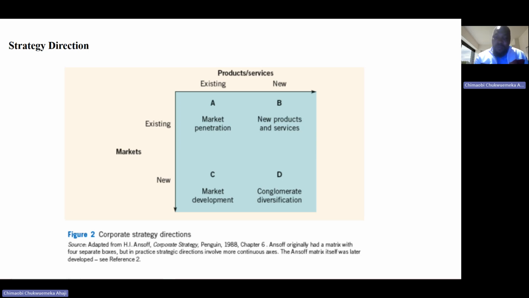So in summary, it is important to have a good understanding of business strategy, strategic choices, and as relates to corporate strategy and business strategy.